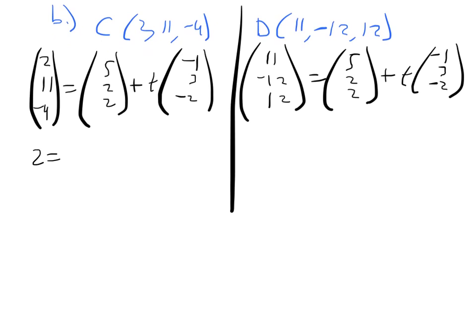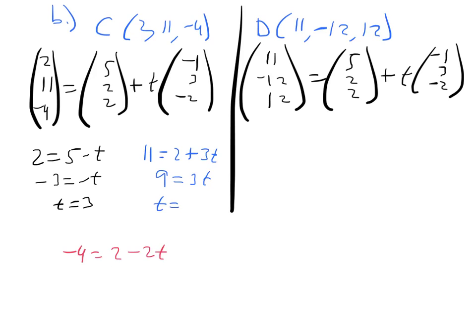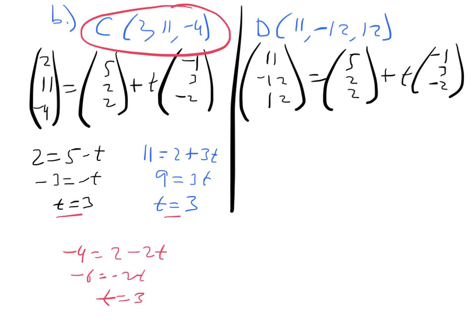And then just like we did on the other ones, we set each part equal to one another. So we have 2 equals 5 minus t. Then we have 11 equals 2 plus 3t. And finally we have negative 4 equals 2 minus 2t. If I solve these out, I end up with negative 3 equals negative t, so t is 3. With this other one, I end up with 9 equals 3t, which means t equals 3. Again, suspense is building. We're wondering if we're actually going to get a point here. This is negative 6 equals negative 2t. Hey, we win! We found one! It turns out that this point is on the line because all three of these values of t were the same.